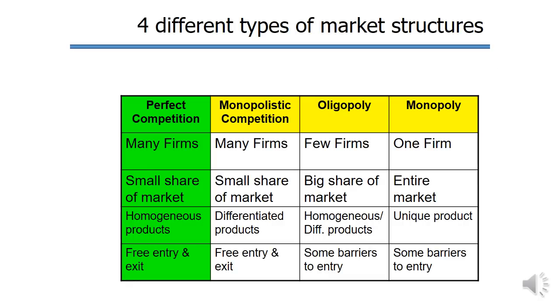Lastly, we went through the four different types of market structure. Perfect competition, the idealistic, unrealistic one, monopolistic competition, oligopoly, and monopoly. From many firms to one firm, from small share of the market to the entire market, the different types of goods that they produce, and whether they can enter the market freely or not. These are the basic characteristics of the four market structures that we went through in the last lecture.